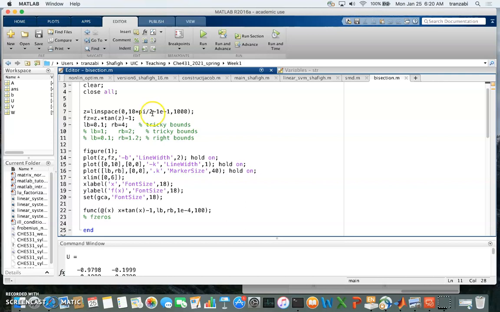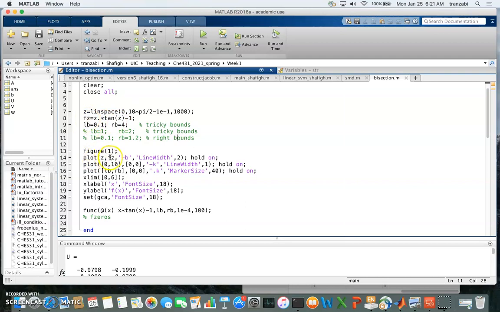Slightly smaller than that, actually, minus 0.1. But anyways, you can think of this as 10 times pi over 2. And you divide it into 1000 points, including the two ends. So you get a vector z, and then you do z tan z. By the way, because this is z, we do element-wise multiplication. Okay, so you get f of z, and now we're going to plot.